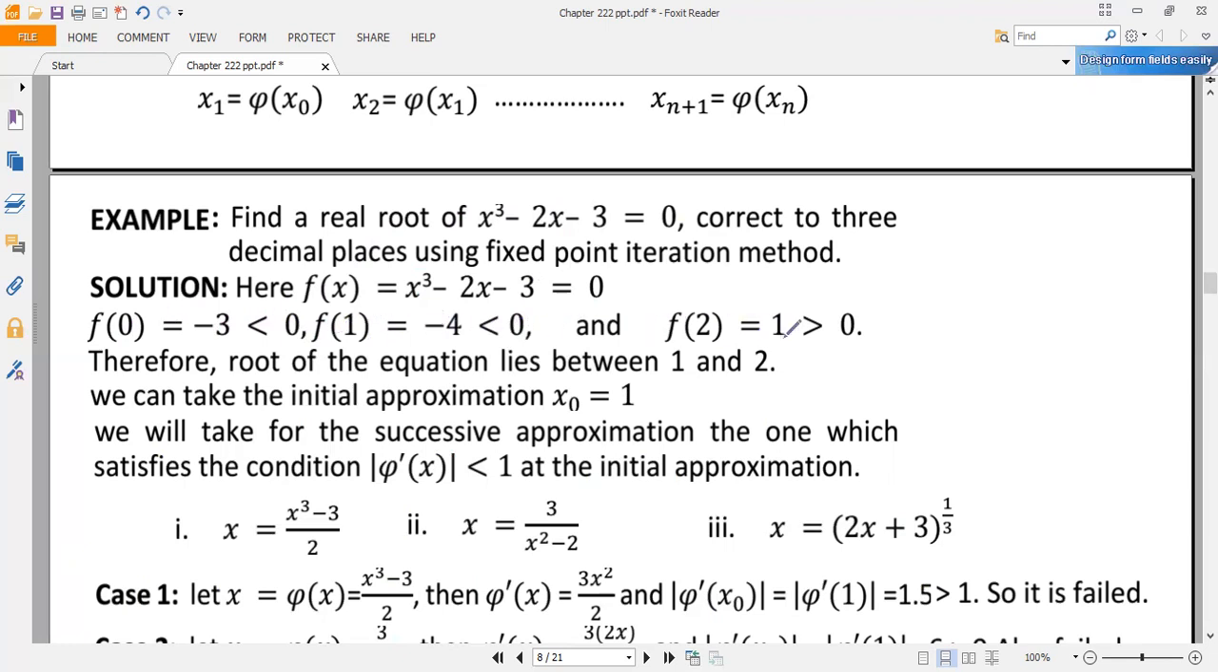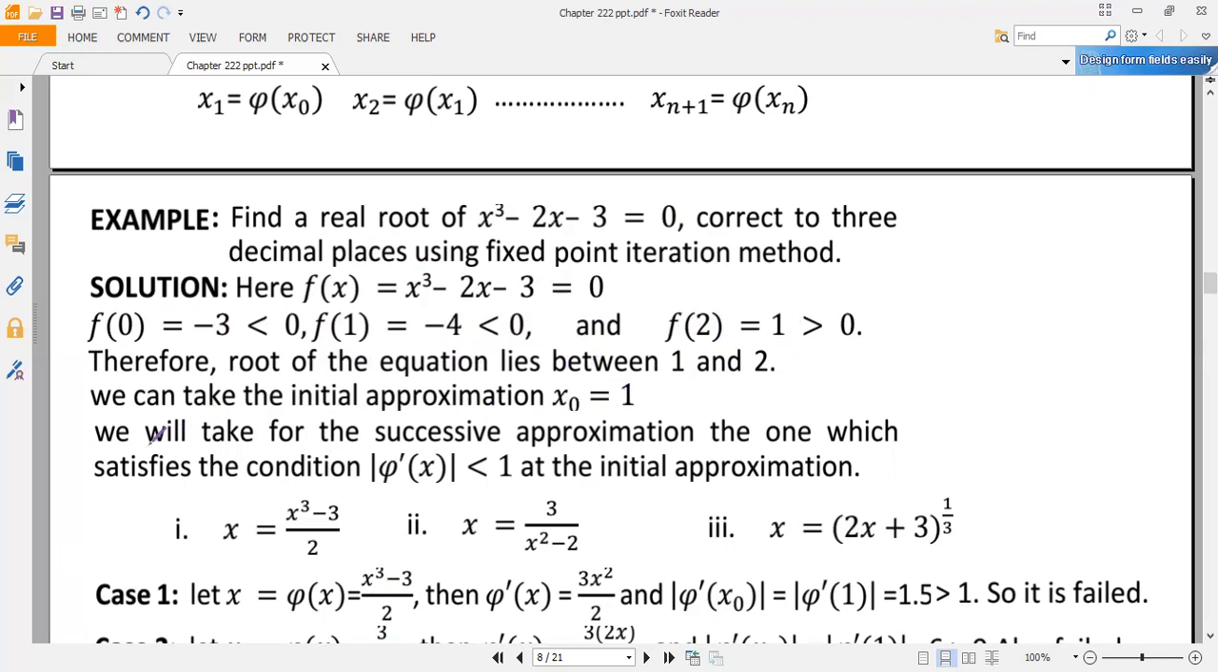f(2) is 1, which is greater than 0. So there is a root between 1 and 2. Therefore, the root of the equation lies between 1 and 2. So we can take an initial approximation x0 = 1, or any point in this interval.